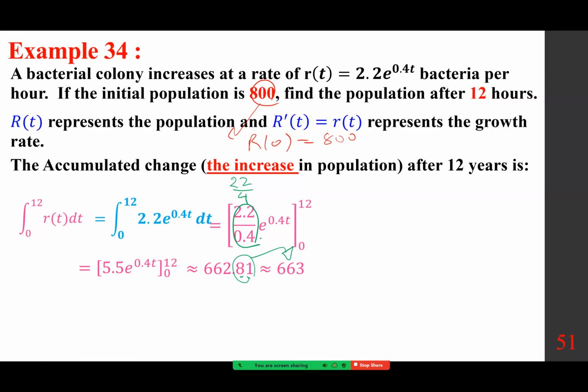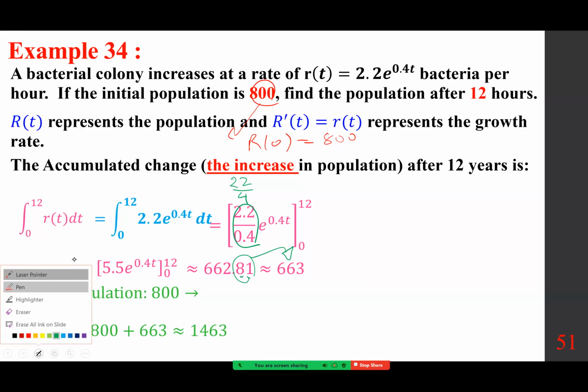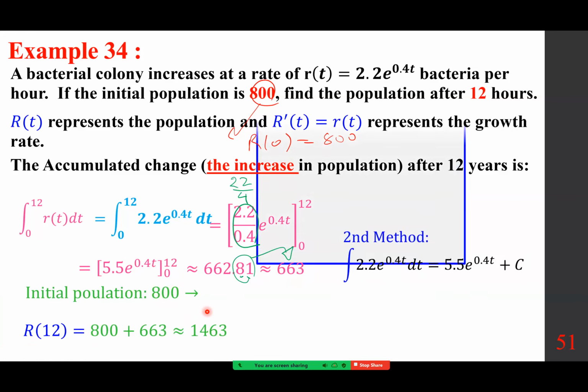Now, the initial population is given as 800. So what is R of 12? You have to add the initial population, okay? Because this is the amount of increase, class. This is the amount of increase. This is the amount we had. They add up.